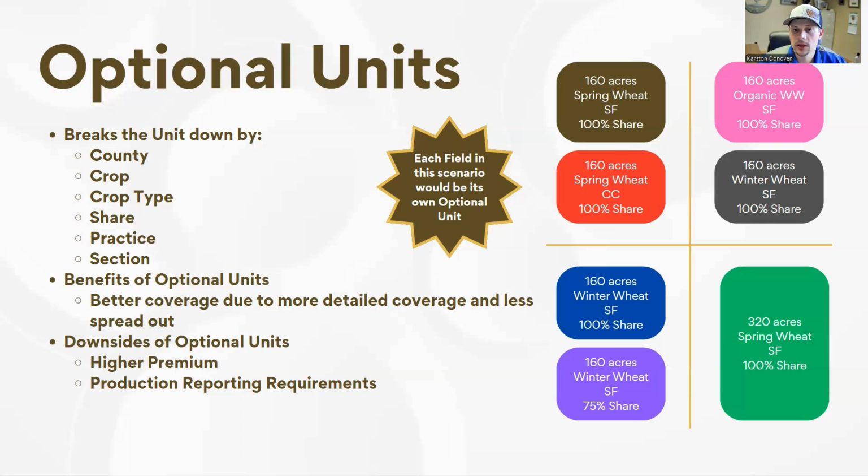And then if you take a look just to the right of it, they're both 160 acres, they're both winter wheat, they're both summer fallow, and they're both 100% share. But because one is organic and one is traditional, that makes them two optional units. And then at the bottom left, because one of them is 100% share and one of them is 75% share, because they're two different share amounts, that makes them two different optional units. So again, optional units is the best coverage that you can have, but also because it's the best coverage, it's going to come with a higher price tag.